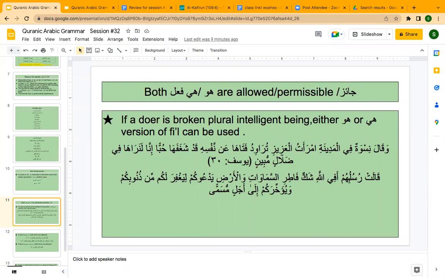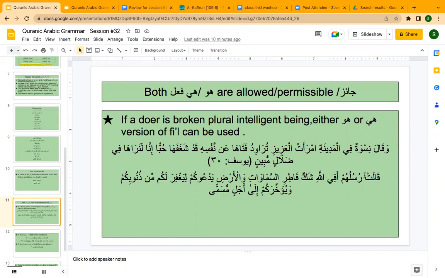Was there any female messenger sent on this earth? Was there any prophetess? No, right? They were all males. It's our conviction that all messengers were males, right? But here, since we now know this rule that for a broken plural of an intelligent being, it is jaiz to use either the hua or hiya form, we will not be confused. There should be no confusion when we are translating it.